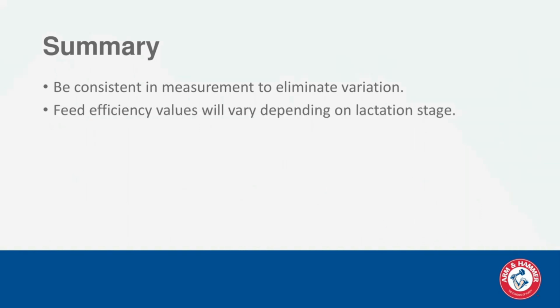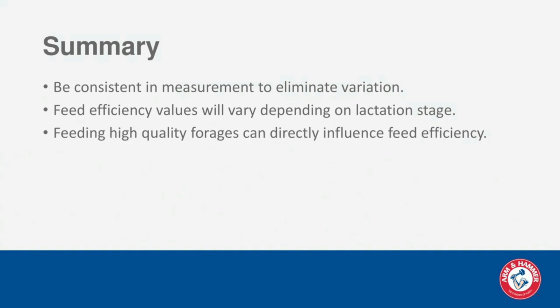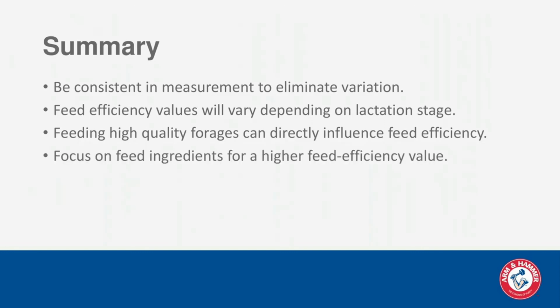Secondly, feed efficiency values are going to vary depending on stage of lactation. Those high producing early lactation animals are going to be more efficient than the late lactation animals will be. Thirdly, feeding high quality forages can directly influence feed efficiency. Again, focusing on feed ingredients of higher feed efficiency value. Those ingredients we discussed that would increase microbial growth to help you get more out of your forage base, and or feed ingredients designed to bypass the rumen and get to the hind gut directly.